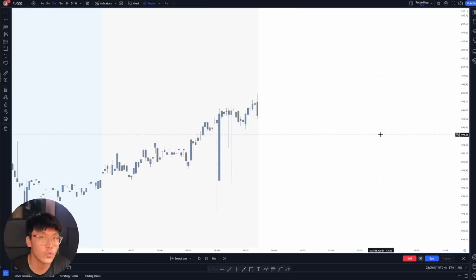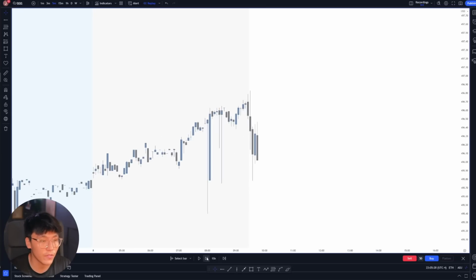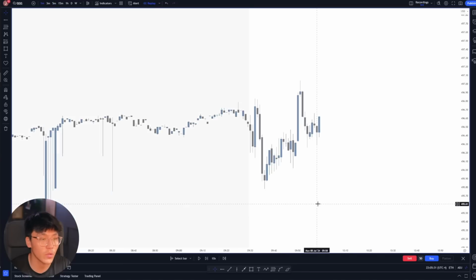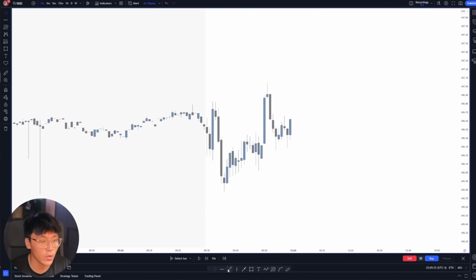Right here, we're back onto Monday, which is a full week here, and we're going to be doing exactly what we have been doing, which is waiting for the first 30 minutes to play out, and then we're going to be marking out key levels. So you can see here, as we play out the first 30 minutes, we can now go into the 1 minute time frame and mark out key levels.